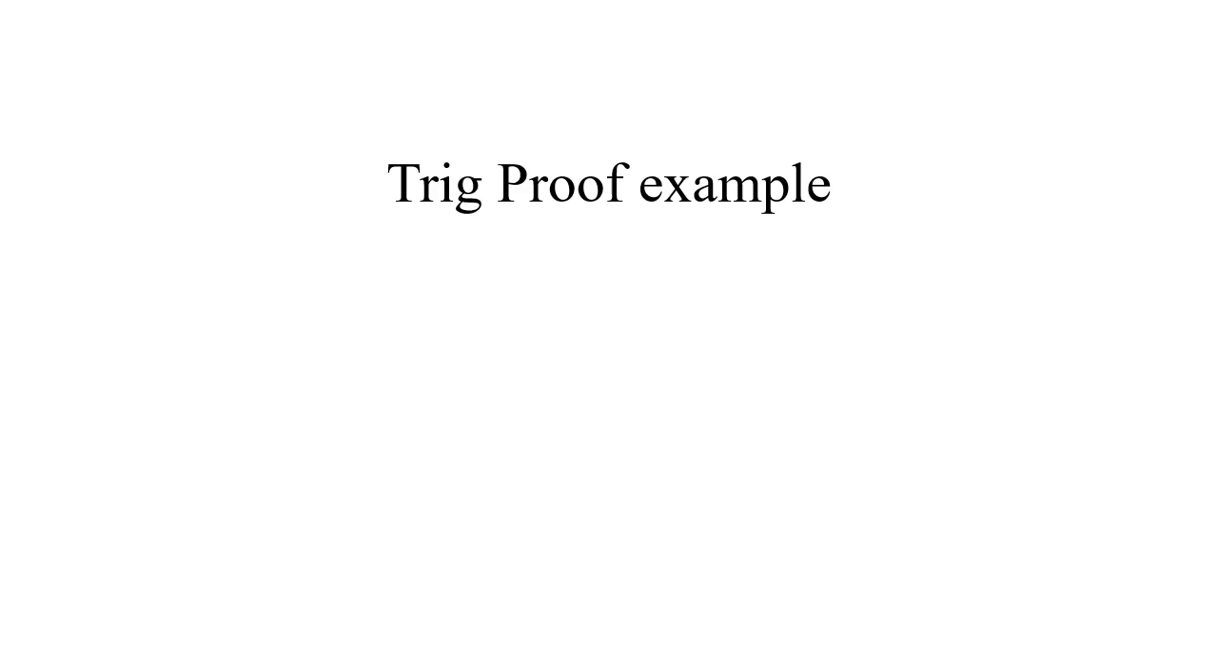Hello! Today I will be showing how to do a trig proof with one example. We do trig proofs when we have an equation stating that one trig identity or a combination of trig identities is equal to some other trig identity or combination of identities. And we do this proof to prove that they are, in fact, equal. How do we do this?